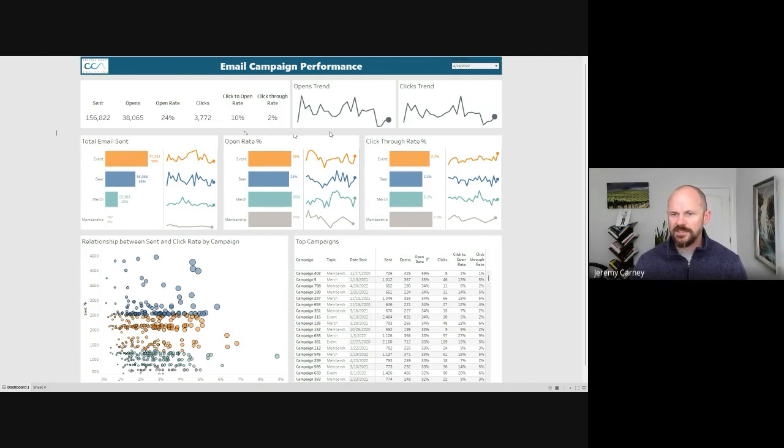Okay, next up, let's look at some big trending. So we're looking at opens over time. And then we're looking at clicks over time. Are we getting better or worse than recent performance?